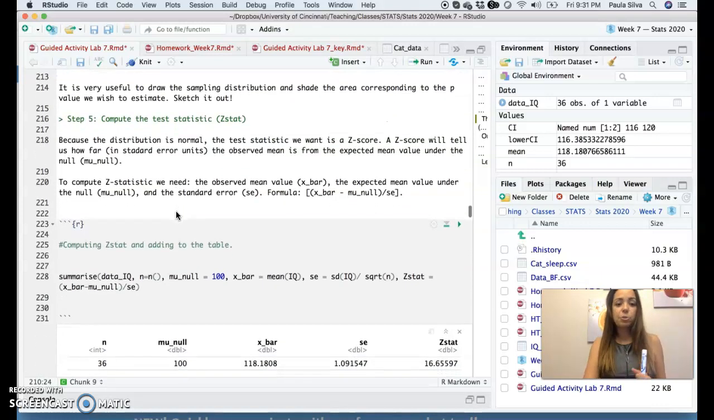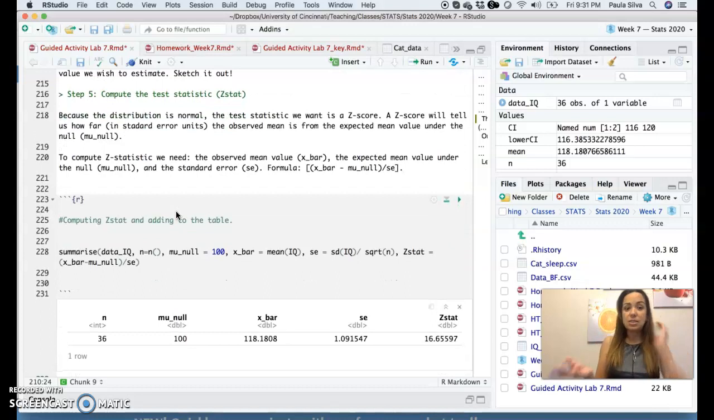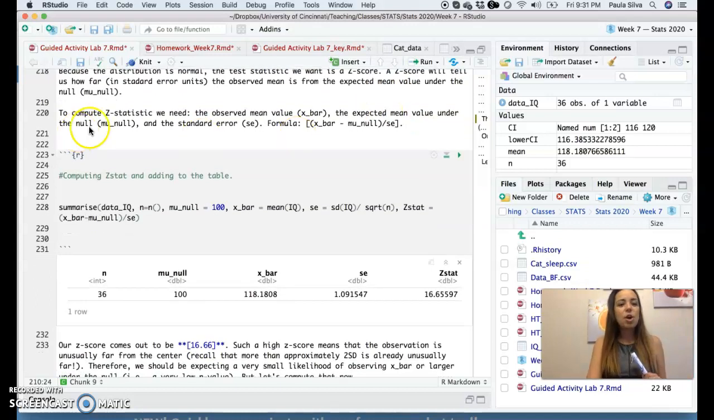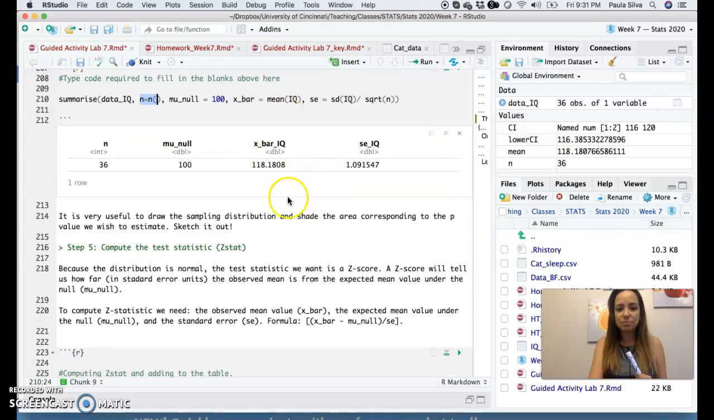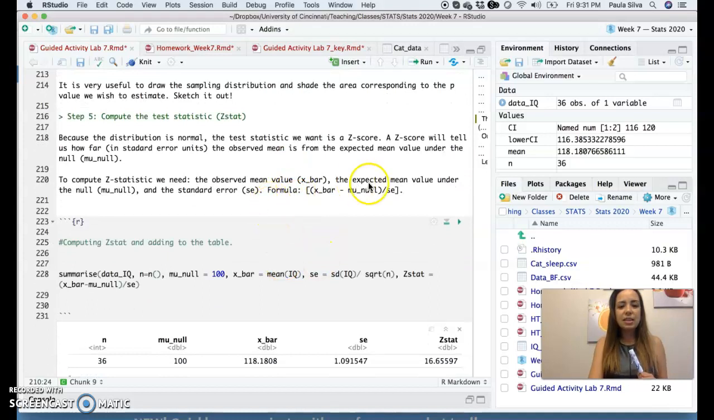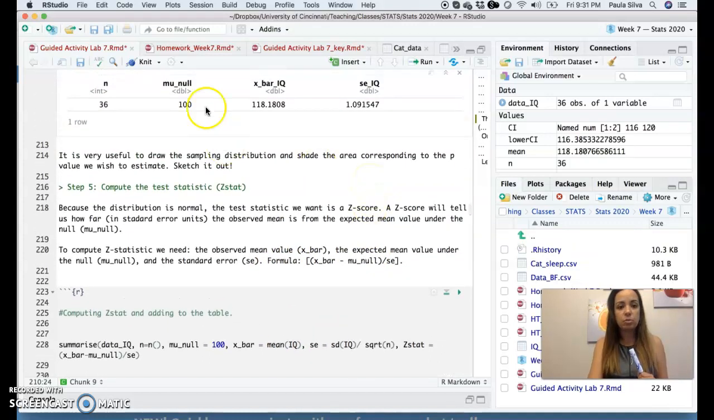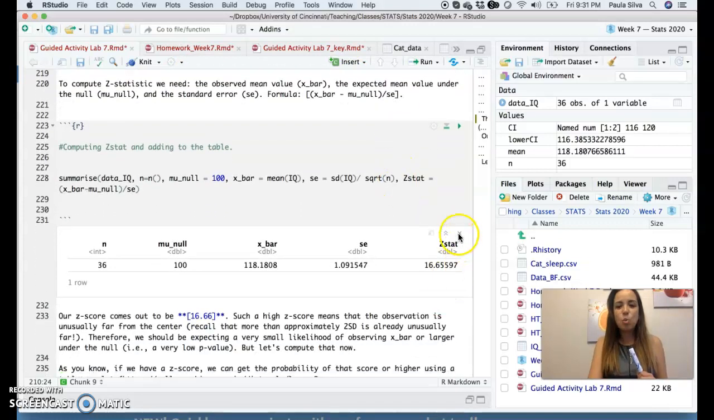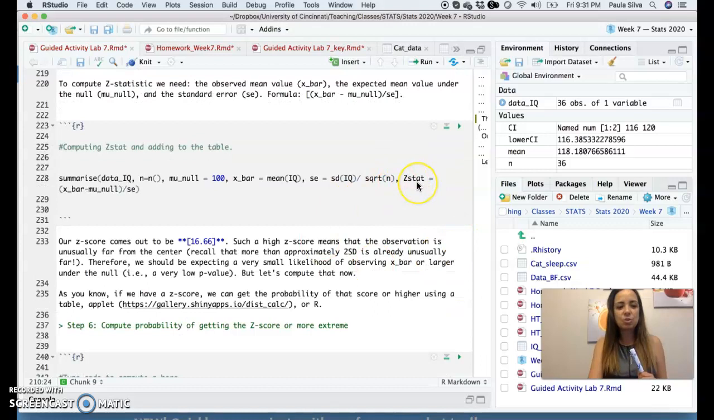Because the distribution is normal, the test statistic we want is a z-score. A z-score will tell us how far, in standard error units, the observed mean is from the expected mean value under the null, which is 100. To compute this statistic, we need the observed mean value, the x bar, which we have here, the expected mean value under the null, which we have here, and the standard error, which we have right there. So we will add the z-statistic to our table.